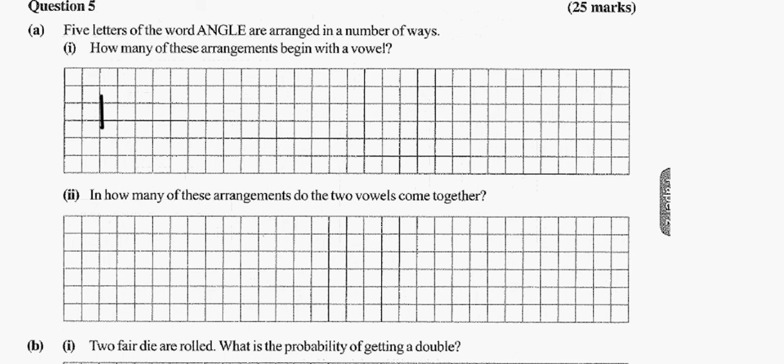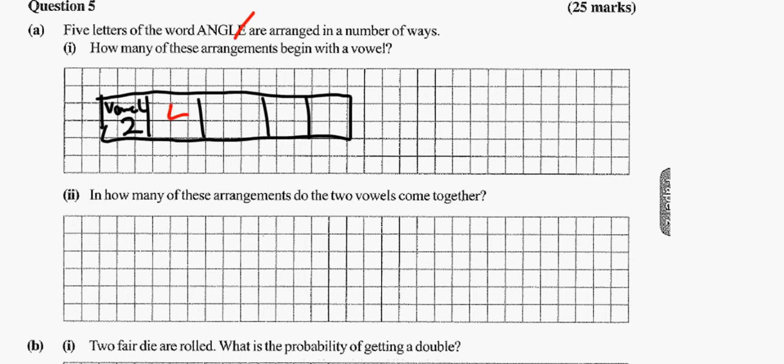Now, the 5 letters in the word angle are arranged in a number of ways. How many of these arrangements begin with a vowel? Okay, so if they begin with a vowel, we have 2 choices for a vowel. That would be A and E. If we were to choose E, then we could put an L. We have 4 letters remaining. Let's say we choose N. This means we only have 3 letters remaining. Let's say we choose A. That means 2 letters remaining. And then we choose the last one, which would be 1 letter remaining.